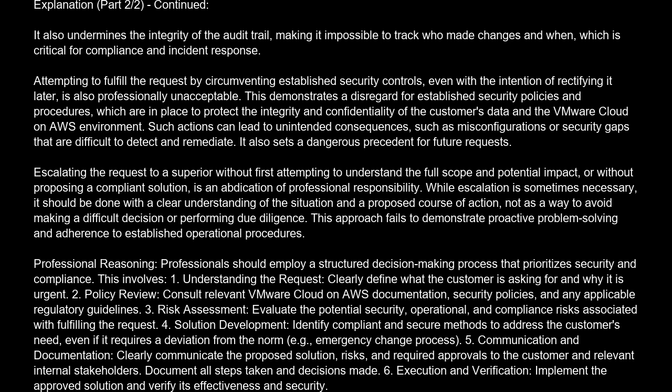5. Communication and documentation. Clearly communicate the proposed solution, risks, and required approvals to the customer and relevant internal stakeholders. Document all steps taken and decisions made. 6. Execution and verification. Implement the approved solution and verify its effectiveness and security.